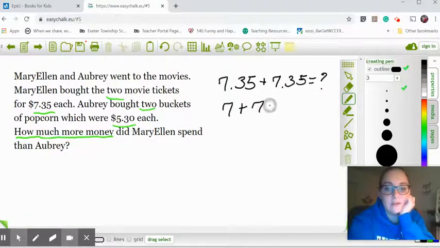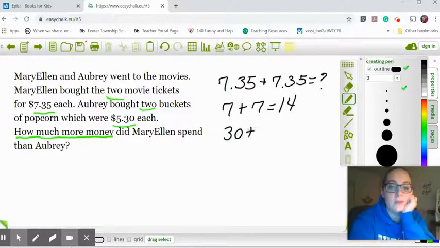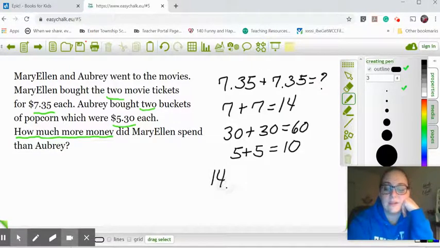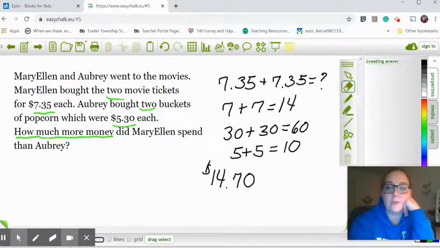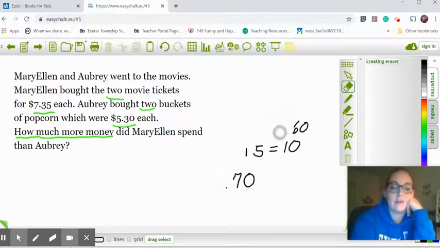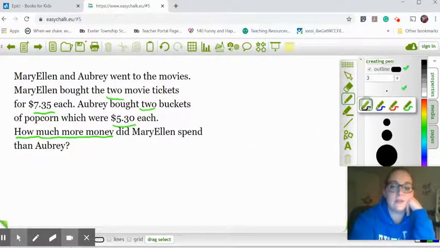7 plus 7 equals 14. 30 plus 30 equals 60. 5 plus 5 equals 10. Just remember that I'm talking about cents here. So I know that $14, and then 60 plus 10 is 70 cents. So she spent $14.70. Now, I'm going to erase all of this just to make some room for us to figure out how much Aubrey spent. So $14.70 was our answer there.